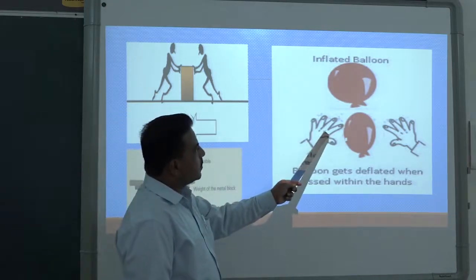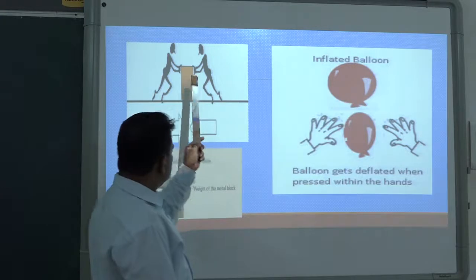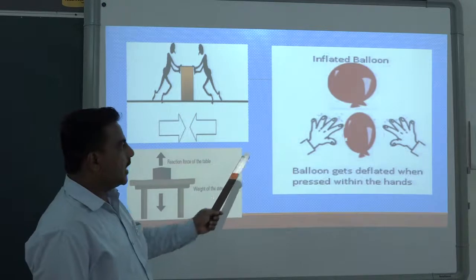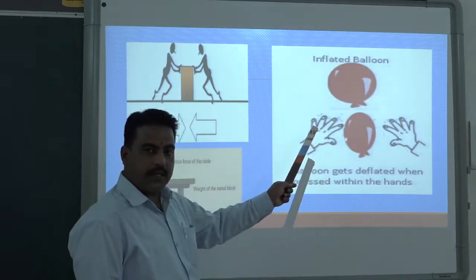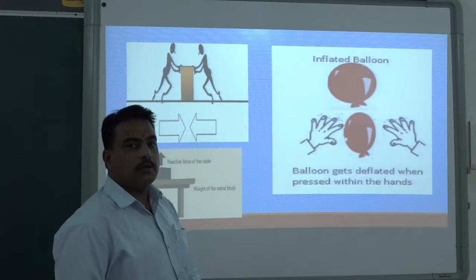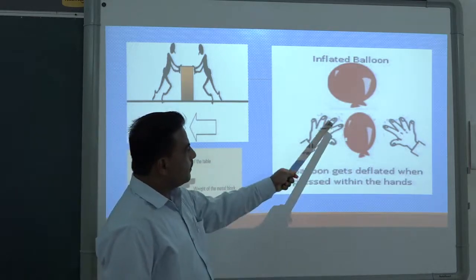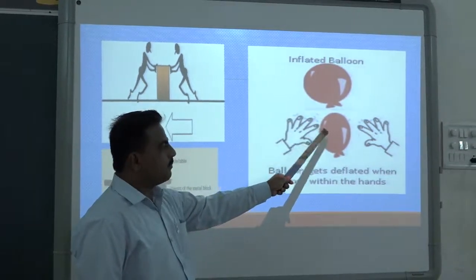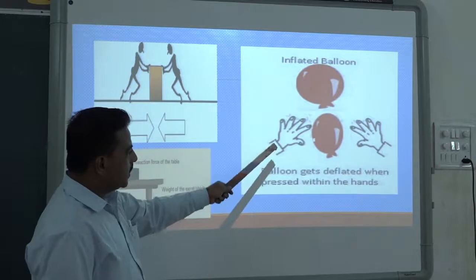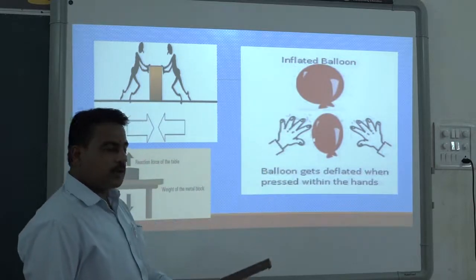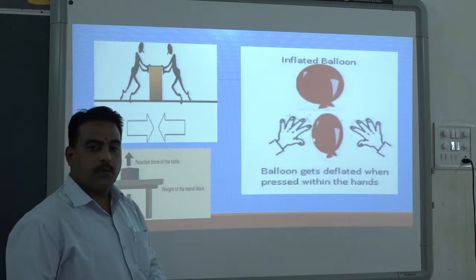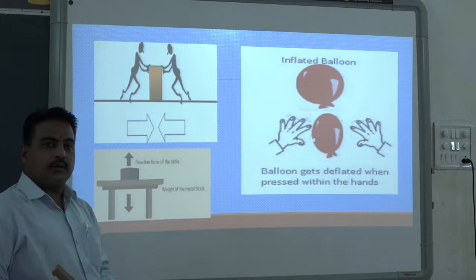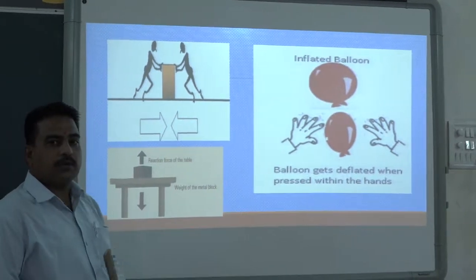We have taken this example also. Although in these examples, by applying balanced force, there is no displacement of the body, there are some examples where, even if balanced force is applied, sometimes the shape of the object changes. We have seen in this example that if this balloon is inflated, but when it is pressed from both sides by our hands, the balloon is deflated. So sometimes even if balanced force is applied on the body, the shape changes. Let us move ahead and see what is in today's part.